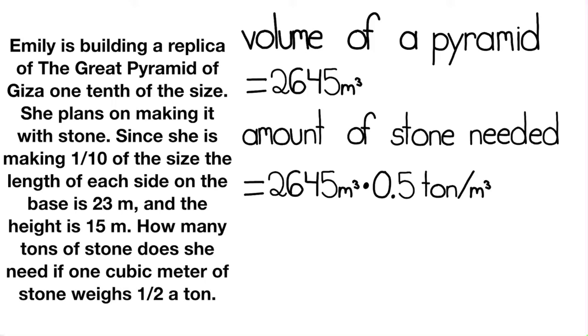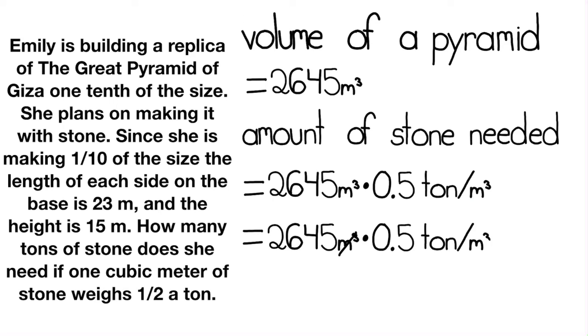2,645 meters cubed times 0.5 ton over meters cubed. So since there is a meter cubed on both sides of the equation, they cancel each other out, looking like this, right? Since they cancel each other out, all that is left in this equation is ton. So it would be 2,645 times 0.5 ton. So now that would equal 1,322.5 ton.